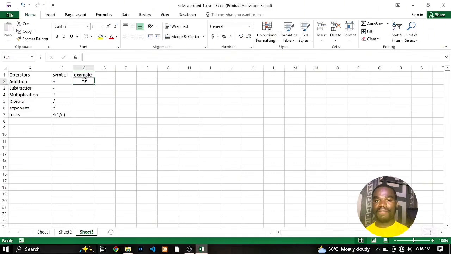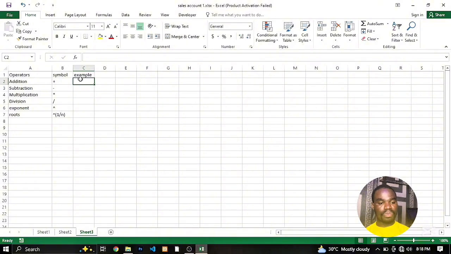Now in Excel, the first thing you need to note is that whenever you want to calculate for something, you start with the equal to sign. In normal math, we end with the equal to sign. For example, we say 2 plus 3 is equal to, then you write the answer 5. But in Excel, we write equal to 2 plus 3. Then the computer will solve it for you. I believe you understand. Let's look at the example.